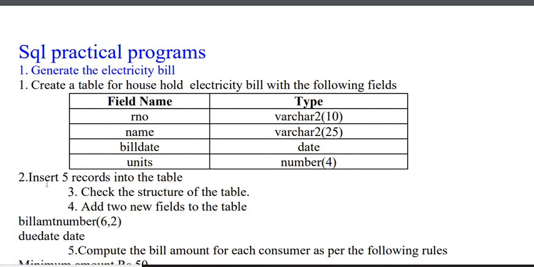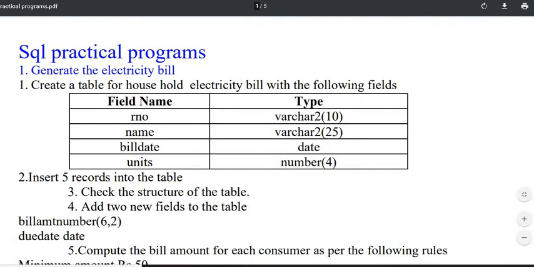Then the second question is you have to insert 5 records into the table, or 5 rows into the table. The third question is that you have to check the structure of the table. The structure of the table is what all fields are there in the table along with the data types. Then you have to add 2 new fields to the table along with these 4 fields. 2 more fields have to be added, that is bill amount and due date. Again, the data type will be mentioned here.